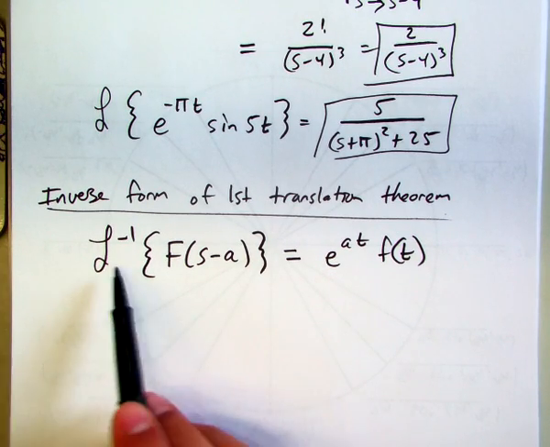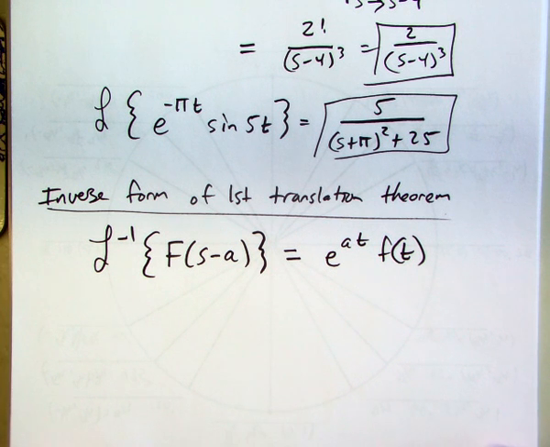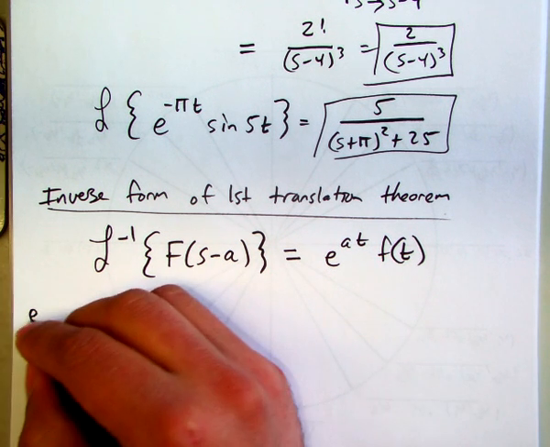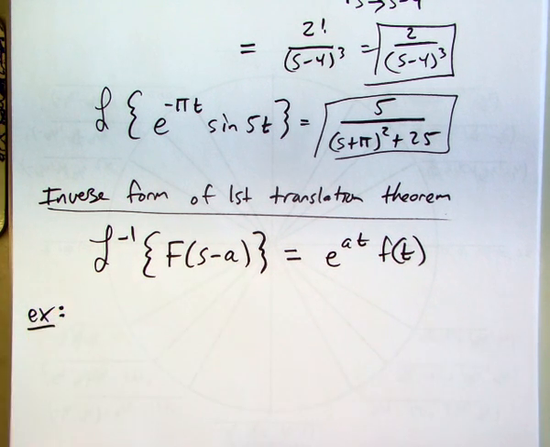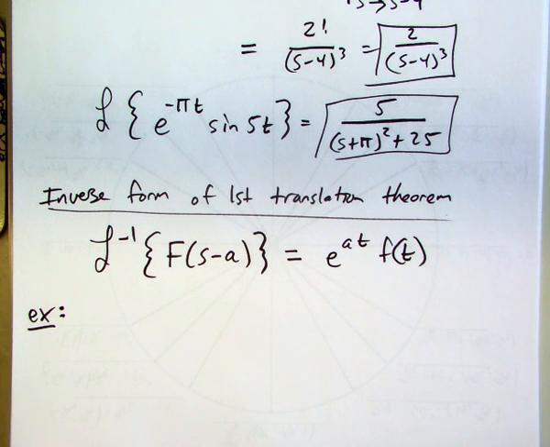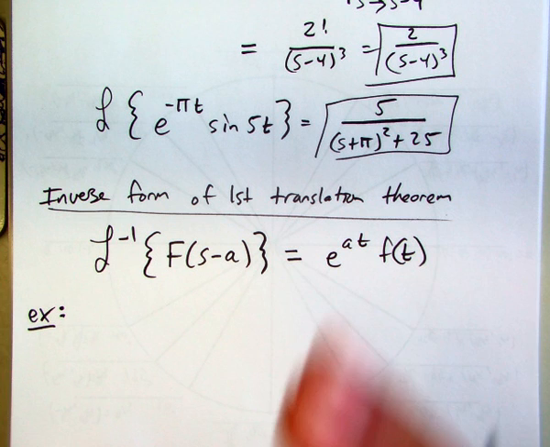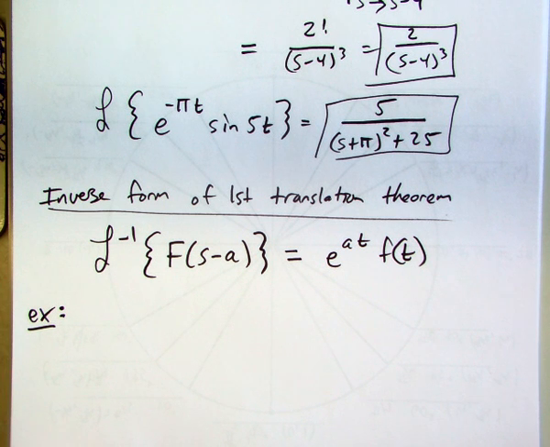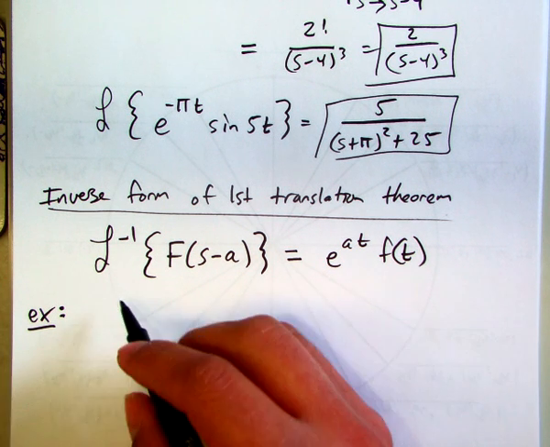So here's the inverse form of the first translation theorem. It's not too bad to work with. If you recognize the form and you see, oh, that's a sine or that's a cosine, and it's been shifted, it's easy to do. If it doesn't quite look like it should and maybe you can make it, then that's the goal here.